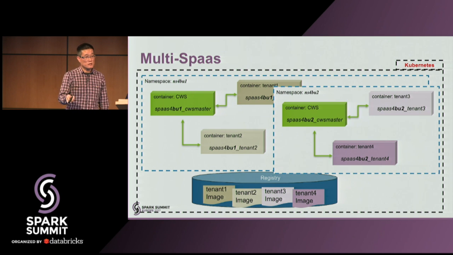Then it turns into a diagram like this. You can see I have 2 namespaces for the 2 domains, 2 Spark CWS, and each one has their own Spark instance group.